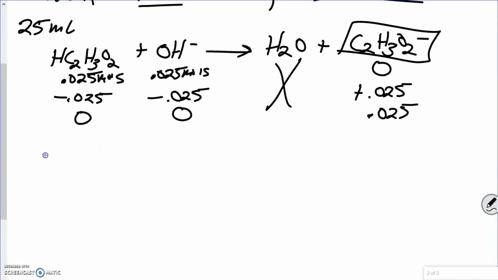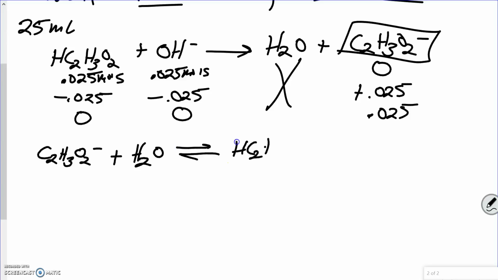If you remember back to when we talked about salts, this is a conjugate base of a weak acid, which means it will react with water to produce acetic acid and hydroxide ions. Okay, so our pH is going to be affected because we have hydroxide being produced. Okay, well, how do we solve that out? We need to set up our ice table.